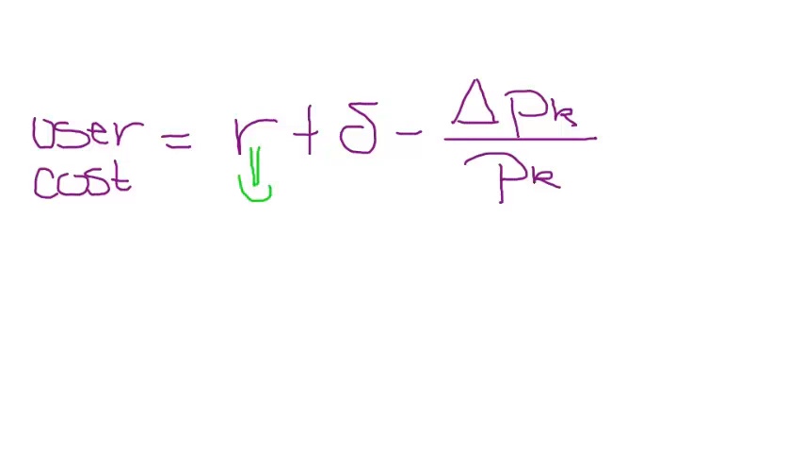Okay, so the interest rate, and note that this is the real interest rate. The interest rate is the opportunity cost of holding capital, of owning capital, because if instead of buying 1 unit of capital, we were to buy 1 unit of a government bond, for example, then the interest that you would get on that would be this little r, and so this is the opportunity cost of holding capital.